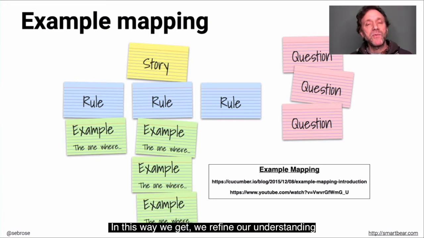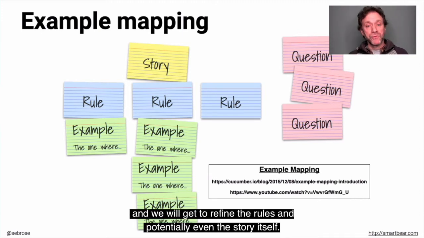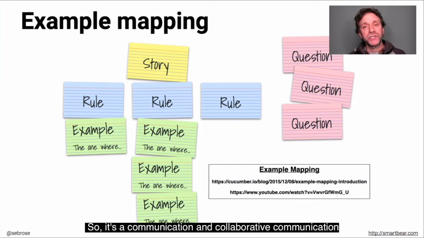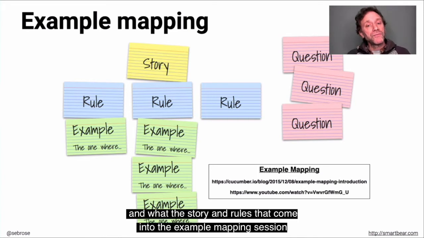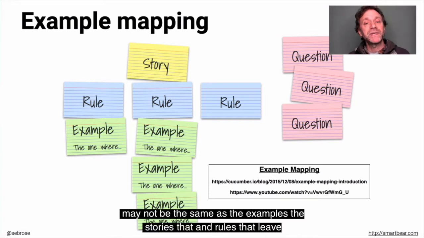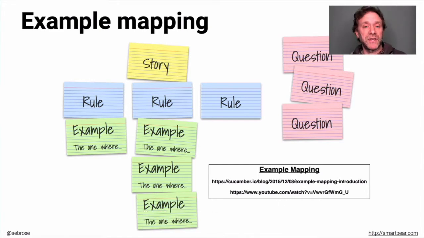And in this way, we refine our understanding, and we get to refine the rules and potentially even the story itself. So it's a collaborative communication that is structured around rules and examples, and the story and rules that come into the example mapping session may not be the same as the examples, stories and rules that leave the example mapping session.